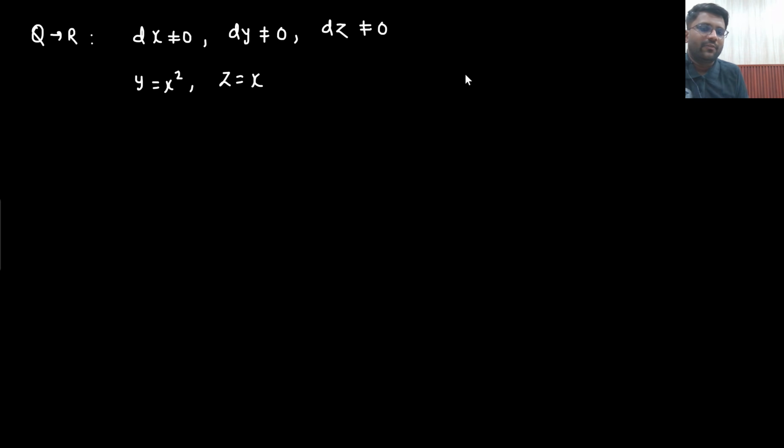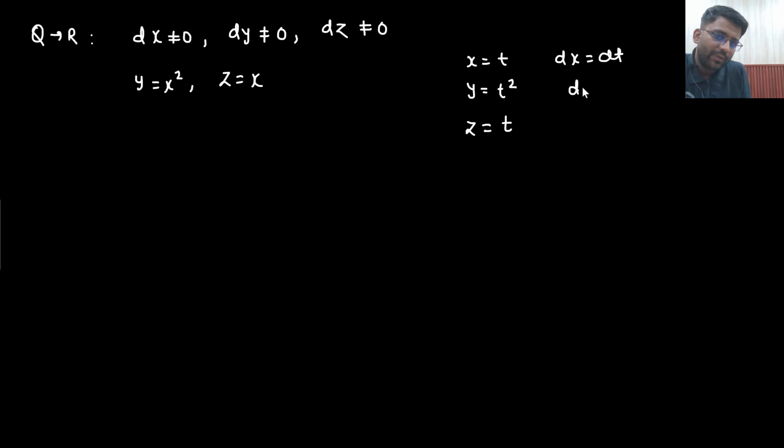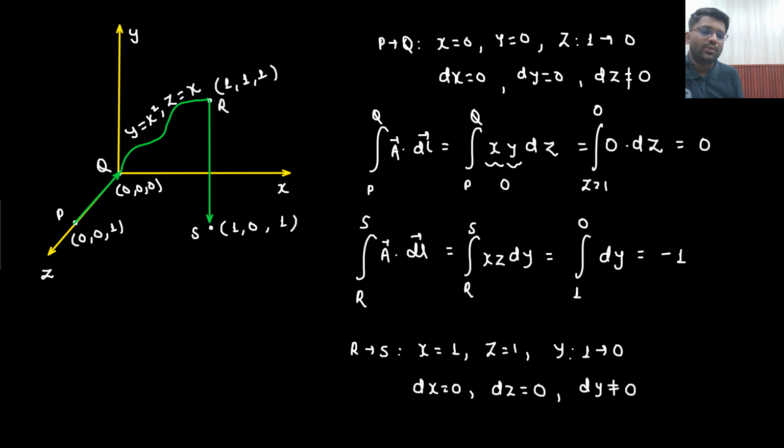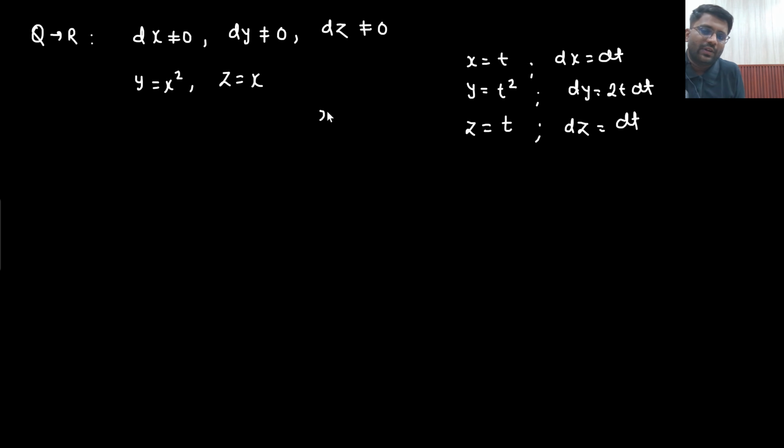We need to write down everything in one variable. If I assume x as t, then y will become t square, and z will become t only. Dx will be dt. Dy will be 2t dt. And dz will be equal to dt. And what about the limit? On this line, x goes from 0 to 1. Then t will also go from 0 to 1 only. Very, very simple thing.